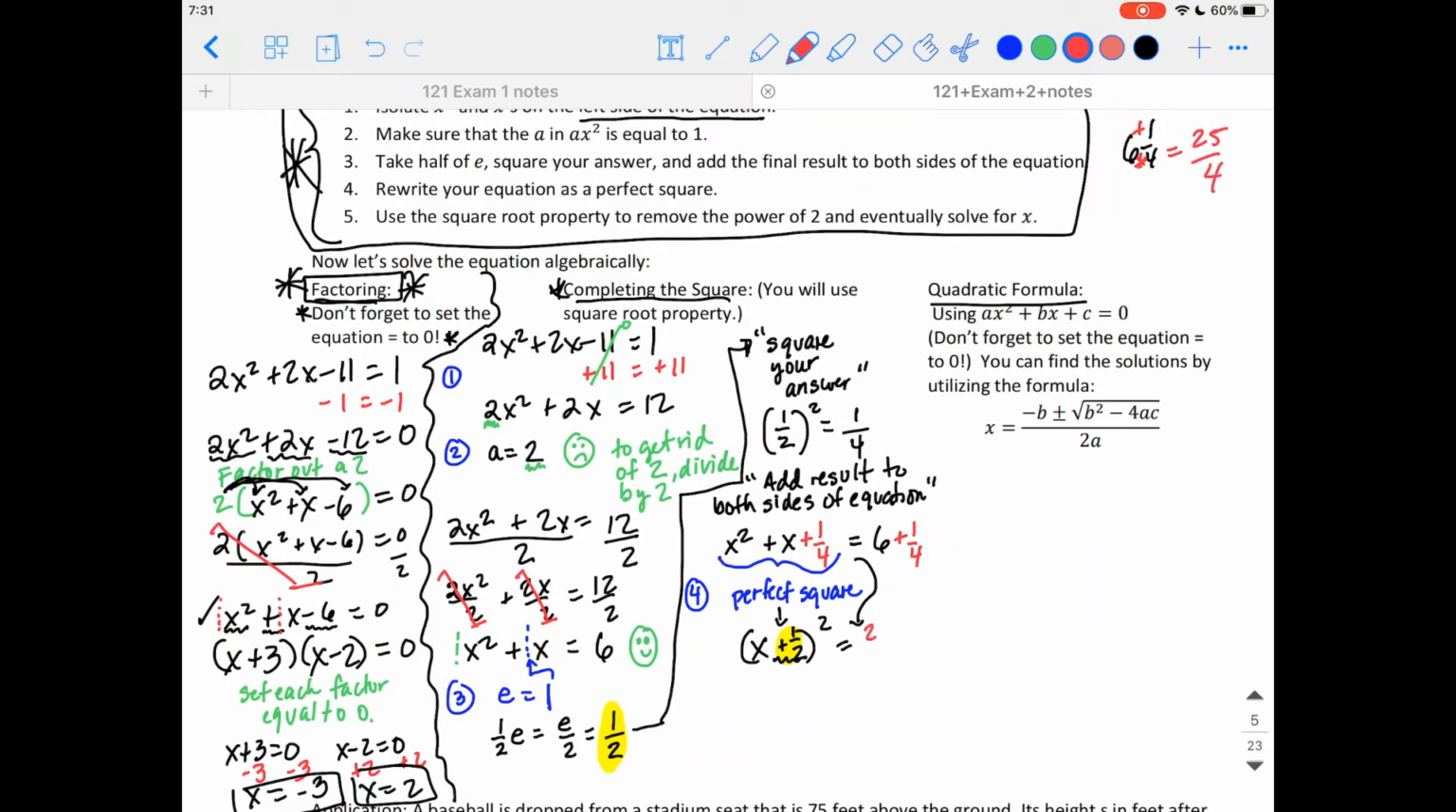So that goes here, 25 fourths. Sorry for the background noise. All right, so here on this one, now I'm going to do step 5. Step 5 means to use the square root property. So this x plus 1/2 quantity squared is equal to 25 fourths. Now it's saying that I can use the square root property. Yes, I can, because I have just a squared on the left hand side. So I'm going to be able to take the square root of both sides.